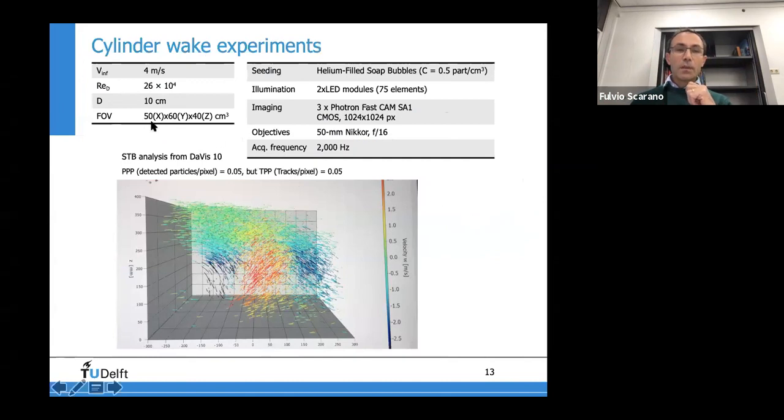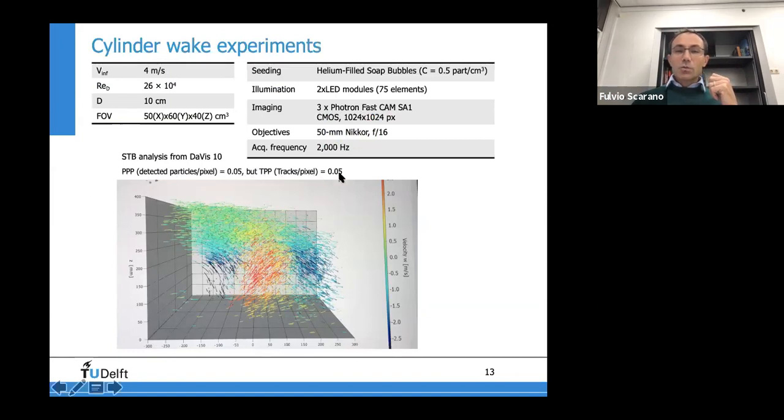This is a relatively large scale experiment. The field of view is approximately, I might say, almost 0.5 meter by 0.5 meter by 0.5 meter. So it's huge. The cylinder itself is 10 centimeters in diameter and 2 meters long, set in a wind tunnel with a 3 meter by 3 meter exit test section. The velocity is low to help having time-resolved information with these 3 photron cameras. We used LED modules. They were enough to give enough light, and acquired at 2 kilohertz. We used Shake-The-Box from DaVis, and the PPP would be an optimal PPP, like 0.05.